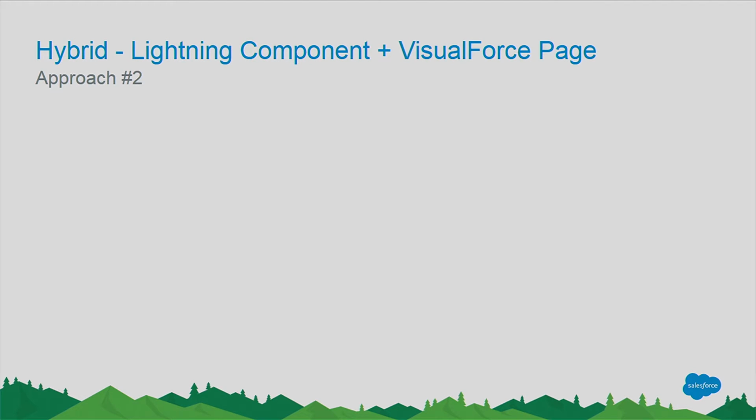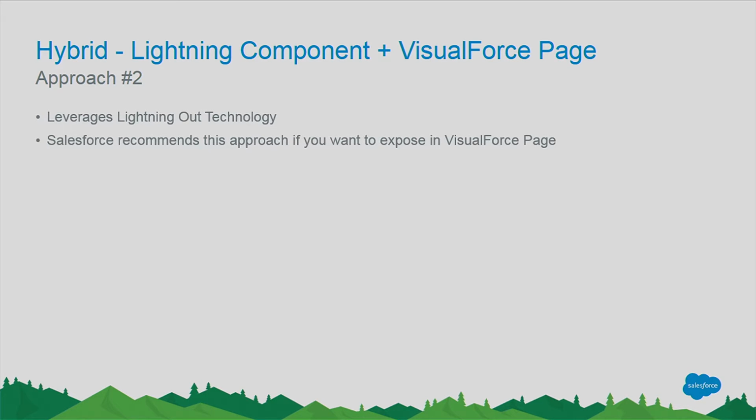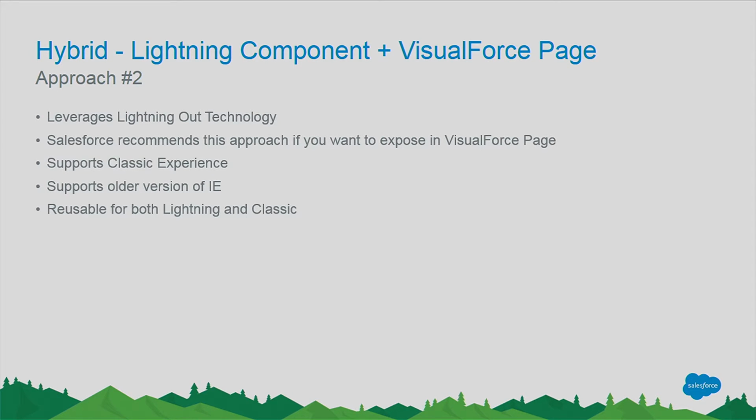Okay, so approach number 2. This is the Lightning component and VisualForce page approach. This is a hybrid approach. It leverages the Lightning Out technology, which is just an extension of the Lightning component technology, and it allows you to embed a Lightning component in any web container. This is actually the Salesforce recommended approach if you want to expose your Lightning component in Classic experience. It supports Classic, and it also supports older versions of Internet Explorer. And it's reusable. You build it once, and you can show the same component in Classic as well as in Lightning.